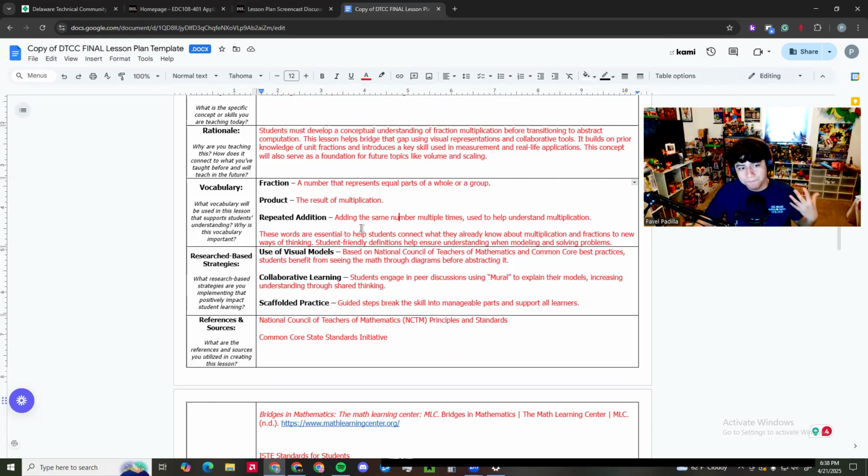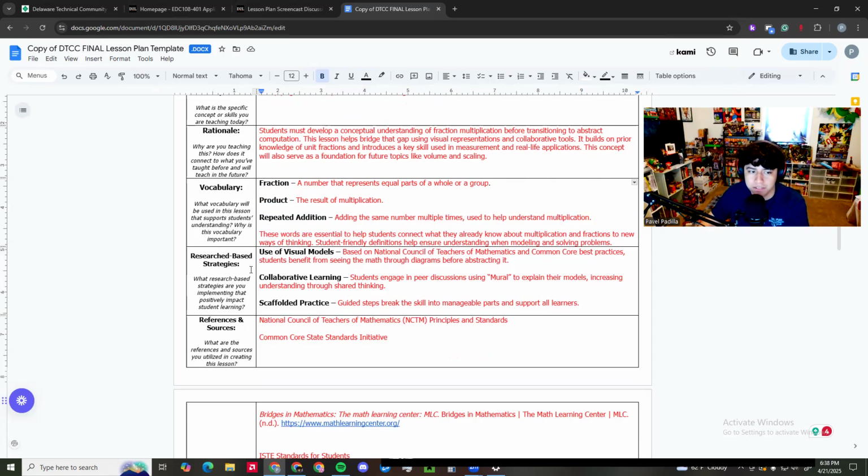So why is this important? These words are essential to help students connect what they already know about multiplication and fractions to new ways of thinking. Student-friendly definitions help ensure understanding of the model. So using really simple words will help them understand better. I'm not trying to introduce the word quadratic or stuff like that to them because they're just not going to get it at this point.